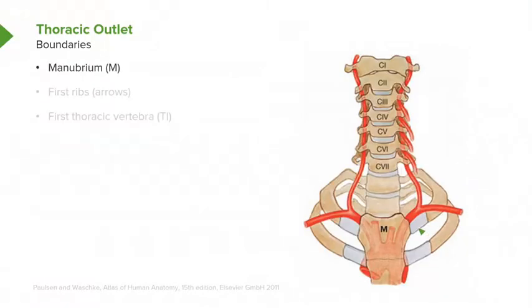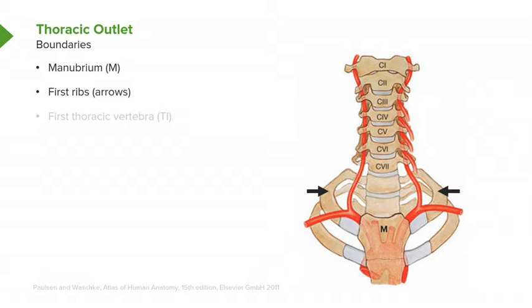First is the manubrium, and we see the manubrium right in through here. The boundary would be its superior limit that we see right around here. The next structure that contributes to the boundary would be the first rib, and these would be bilateral structures. And so if we follow the superior surface of the manubrium in either direction out here laterally, we see the first rib on this side and then the first rib on the opposite side contributing to the thoracic outlet.